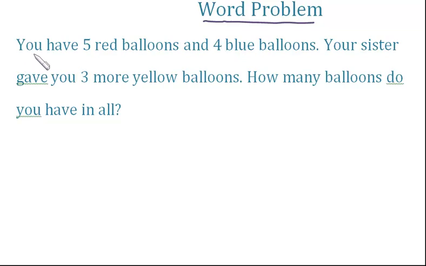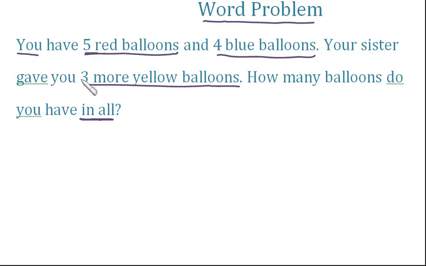Now "you" is given over here, or you can consider it as "I". Mostly it's I or you or somebody's name that's given. So it's talking about you over here. You have 5 red balloons and 4 blue balloons. Your sister gave you 3 more yellow balloons. How many balloons do you have in all? That means together when you add this and this and this, the total number of balloons that you get is the answer of the number of balloons that you have with you.